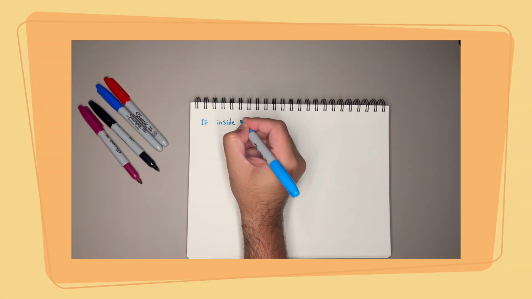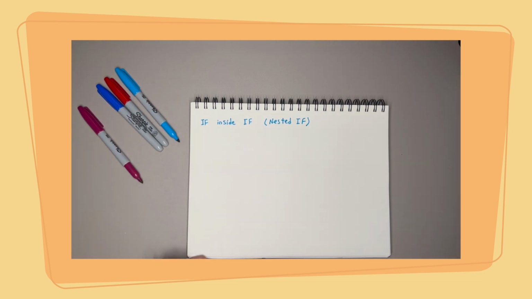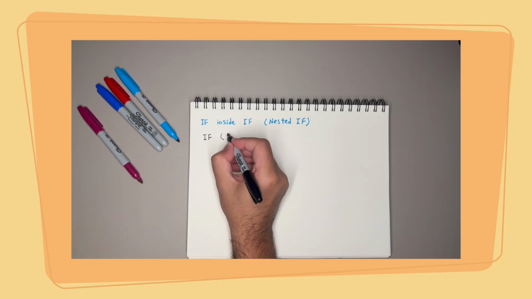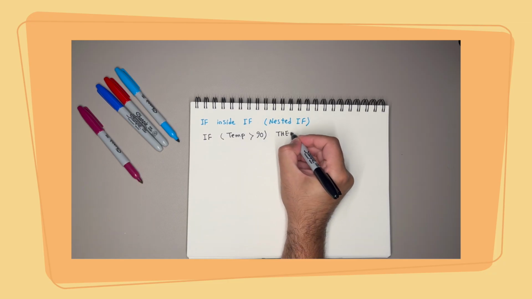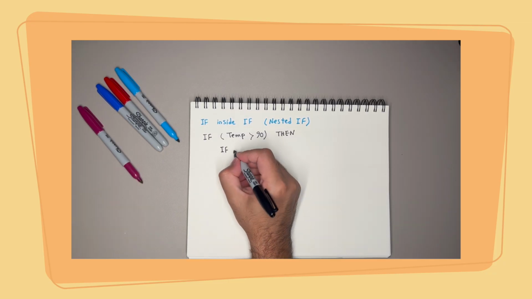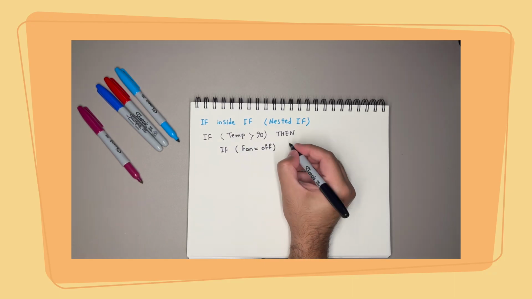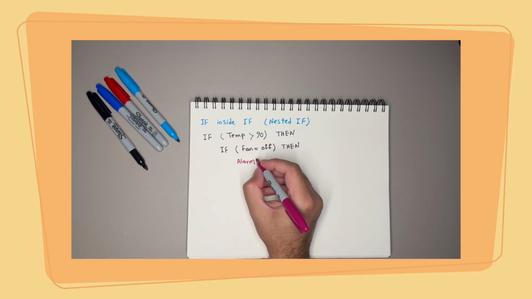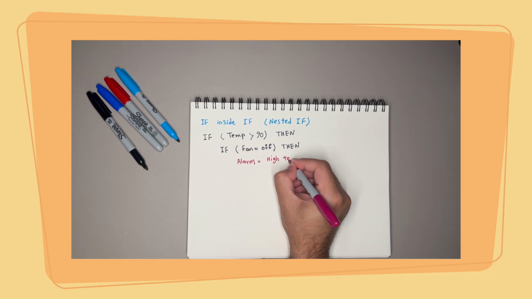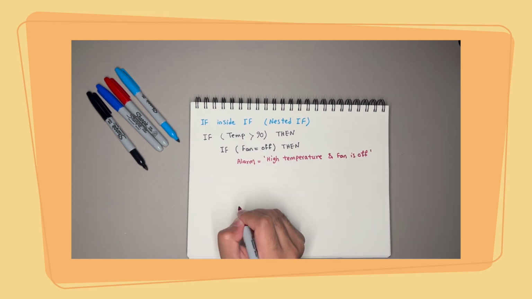Okay, before we go back to TIA Portal, let's also look at something really common, a nested if. So here, if we say temperature is greater than 90, then we want to also check if the fan is running or not. If the fan is off, we want to have an alarm to say alarm is high temperature and fan off. That's a text that we want to show to the operator.